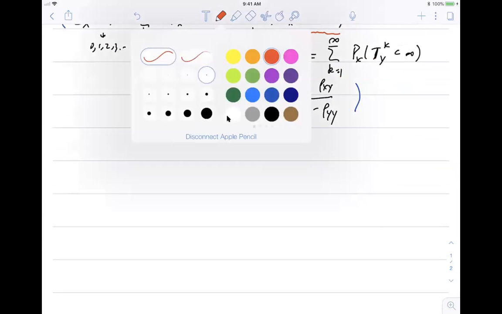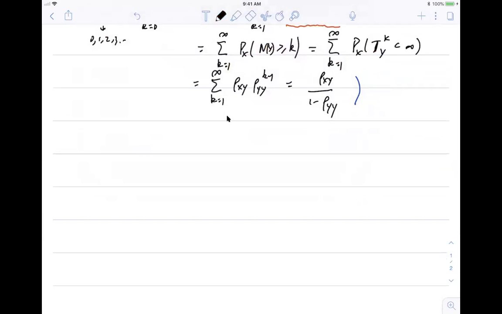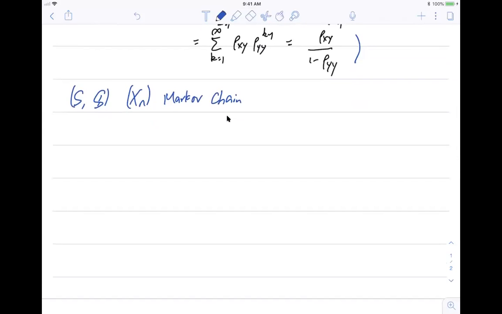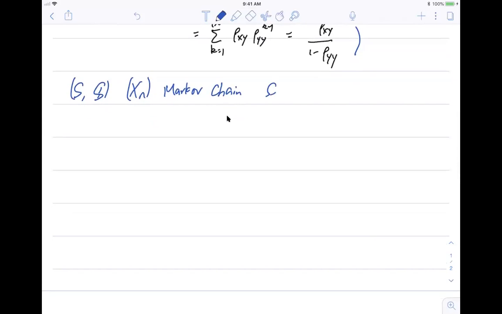Okay, so let's recall what closed means, what it means for C to be closed. Of course, we do everything on S. This is a state space, this is a sigma field, and we consider our Markov chain. So this is our setting.